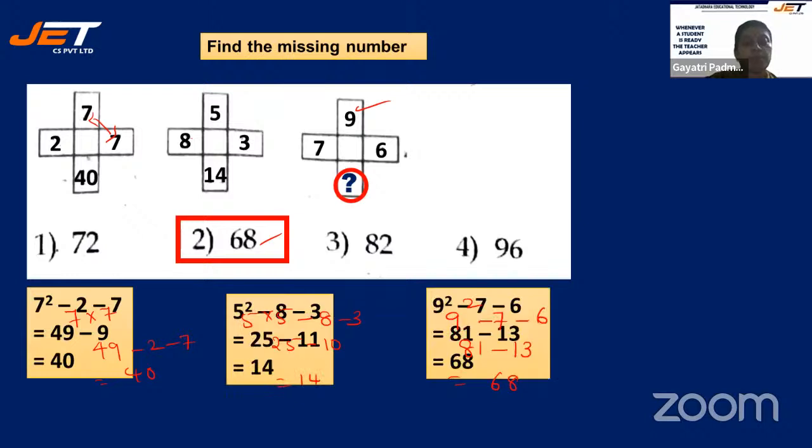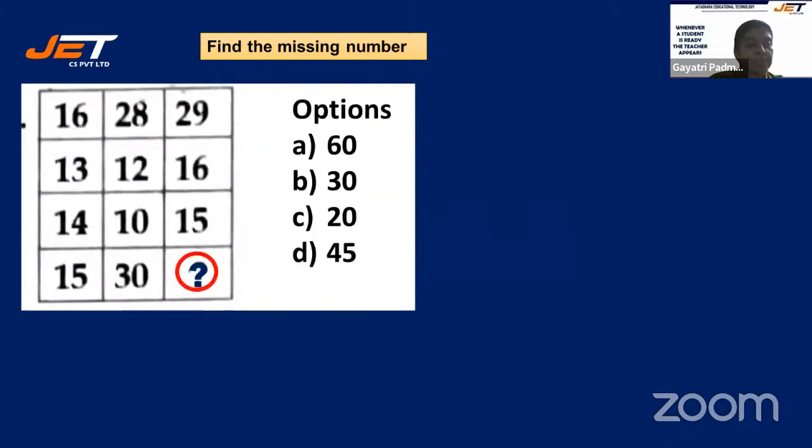All right, let's move on to the next question. You have 16, 28, 29, 13, 12, 16, 14, 10, 15, 15, 30, dash. Now, how do you find out the answer for this? Right. So, see here, since your question mark is here, then it means that this particular row, you should concentrate. What if you do to these things, you will get 15. Can we try here? 16 plus 13, 28 minus 14. What do you get? 15.